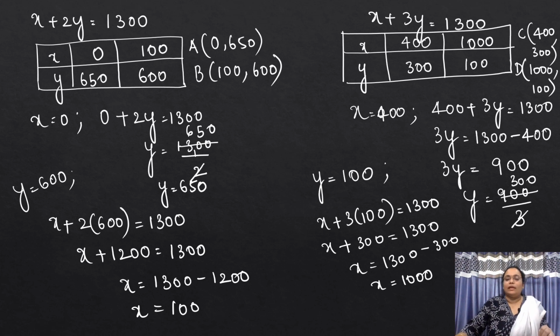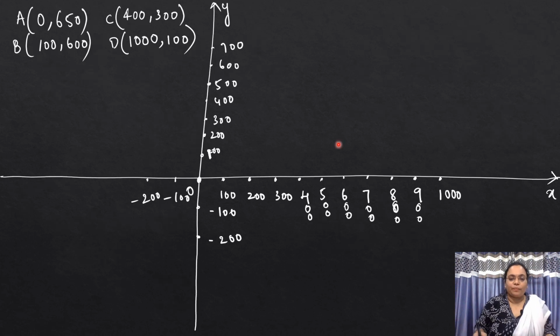Okay. Now let us draw a graph. So the first point is 0 and 650. So 0 on the x-axis, 650 on the y-axis, which is here. Okay. So the next point is 100 and 600. 100 on the x-axis and 600 on the y-axis, which is here. Okay. So if you join these 2 points, you will get like this, right? Yes, the points are A and B.